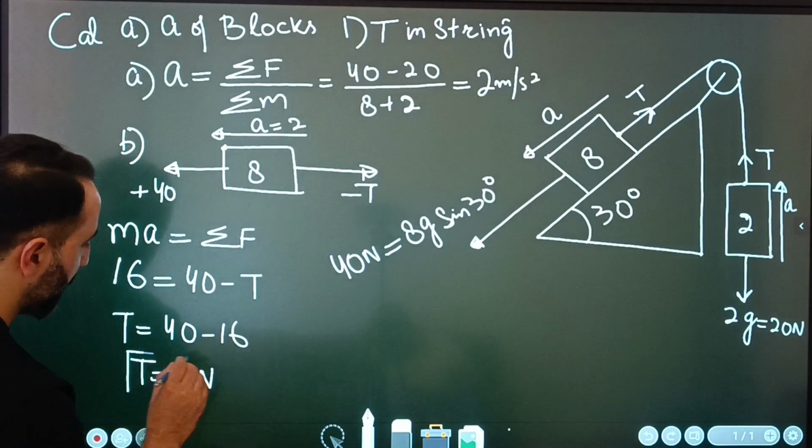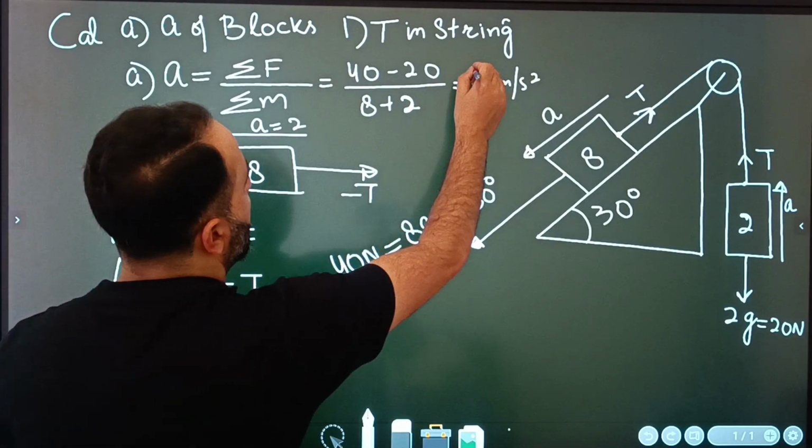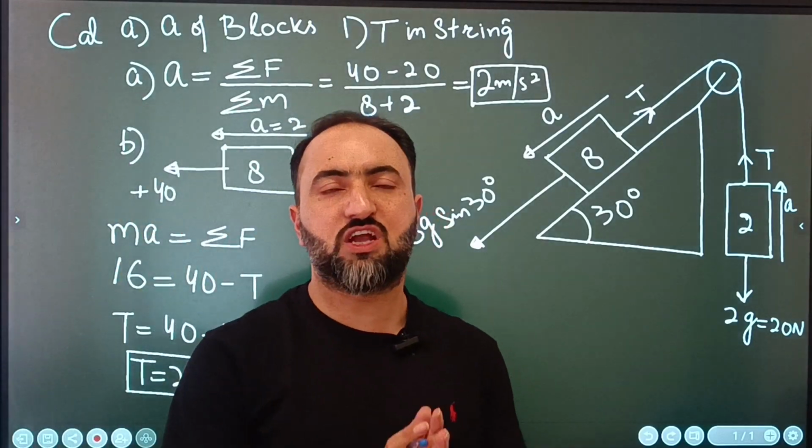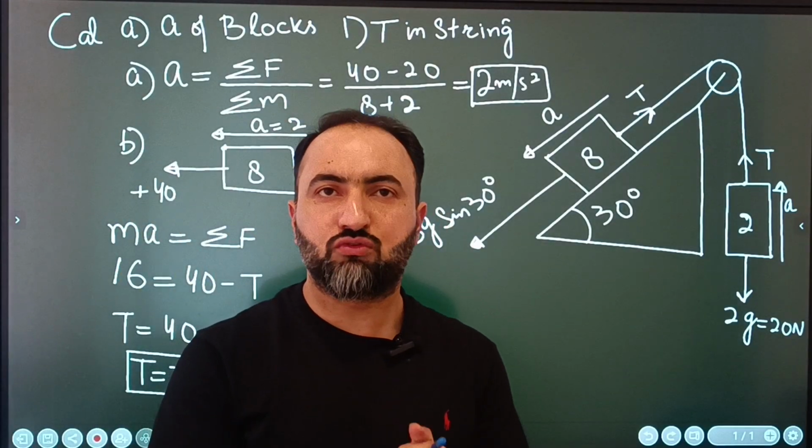Okay, so in this very problem, we have calculated the acceleration of both the blocks, number one. Number two, we have calculated the tension in the string, which comes out to be 24 Newton. Okay, so the problem is done.